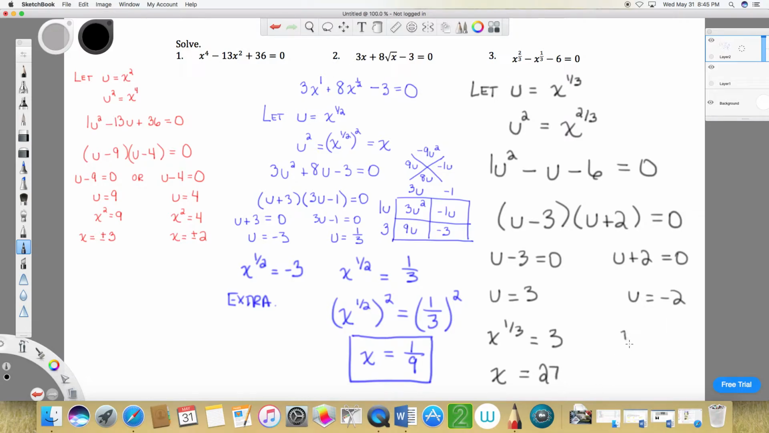And over here, if I have x to the 1/3 is equal to -2, see, this is an odd index. This is not the same as this was a square root, an even root, where it had to be positive. This is an odd root. This is the cube root of x. If I raise both sides of this to the third power, then I get that x is equal to -8. So those are my two solutions there.